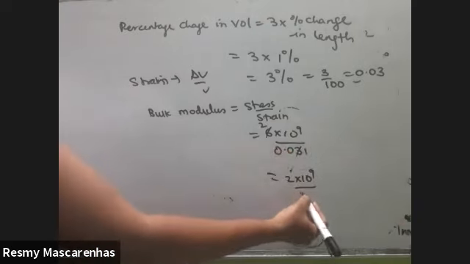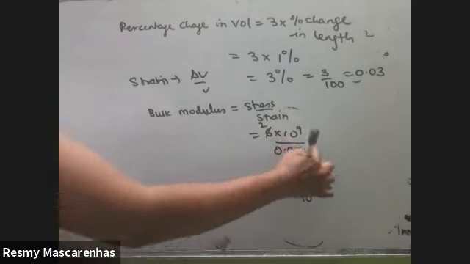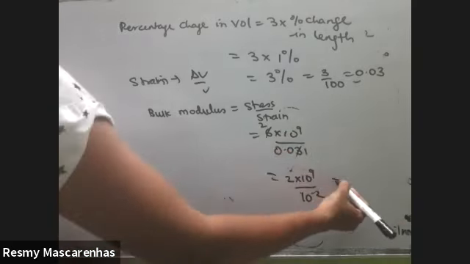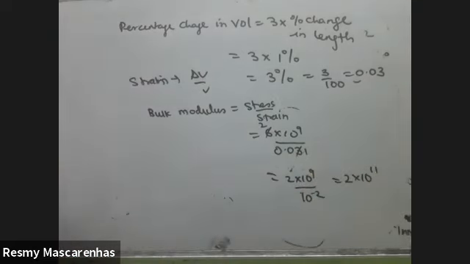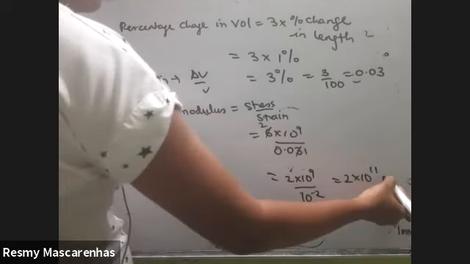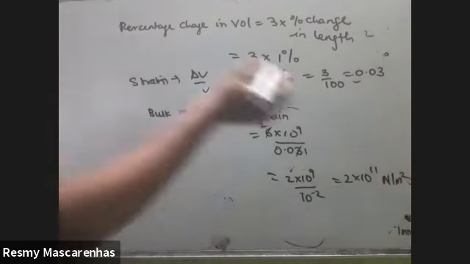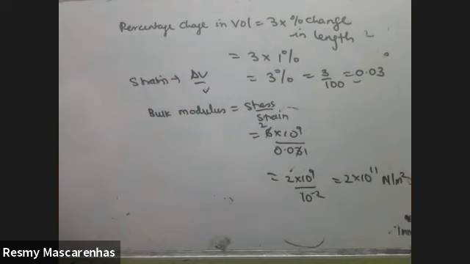-0.01 means 10 raised to -2. We take it up, it will become +2. 10 raised to 11 will be the answer, in Newton per meter square. That will be the answer.